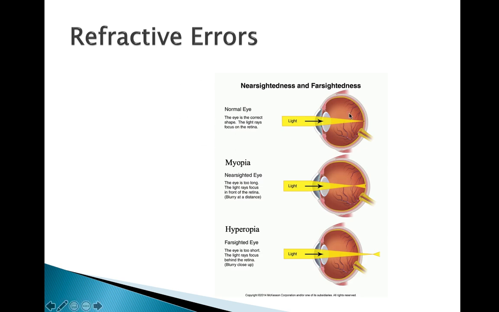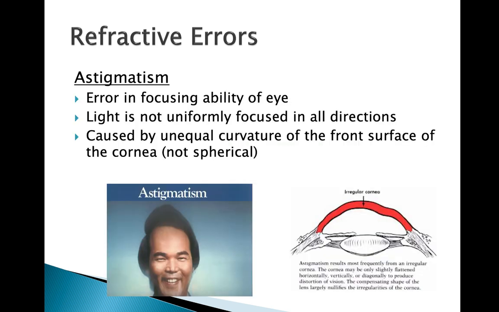So here's a nice summary slide. You have normal vision. That light rays falls perfectly right on the back of the eye. It converges right on the back of the eye. But with a myopic eye or a nearsighted person, the light rays hits before the retina. And in a hyperoptic or farsighted person, the light rays hits behind the eye or behind the retina. So that's refractive errors. And then the last refractive error we're going to talk about is astigmatism.